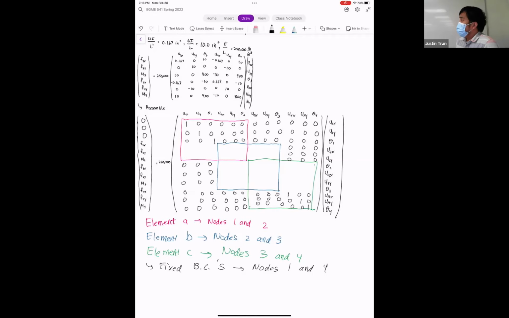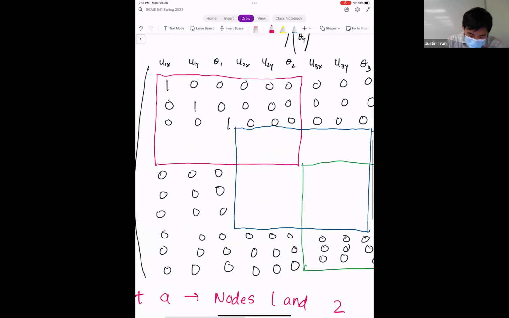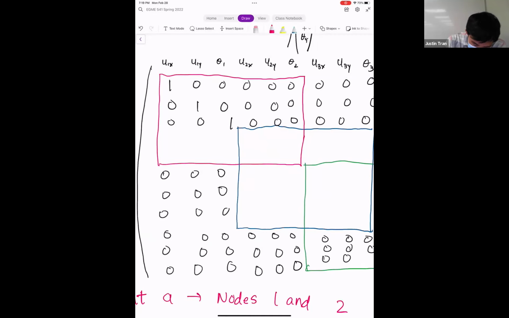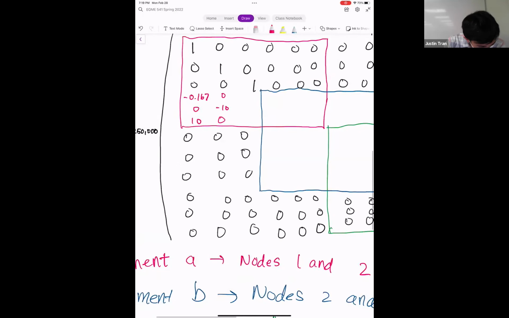Okay, so any questions on this so far? Okay, so let's go ahead and fill in the rest of the numbers here. We'll start with element A. For element A, we're going to fill in these entries right here. We have a minus 0.167, we have a 0, we have a 10. Then 0, minus 10, 0. And then we have 10, 0, 400.